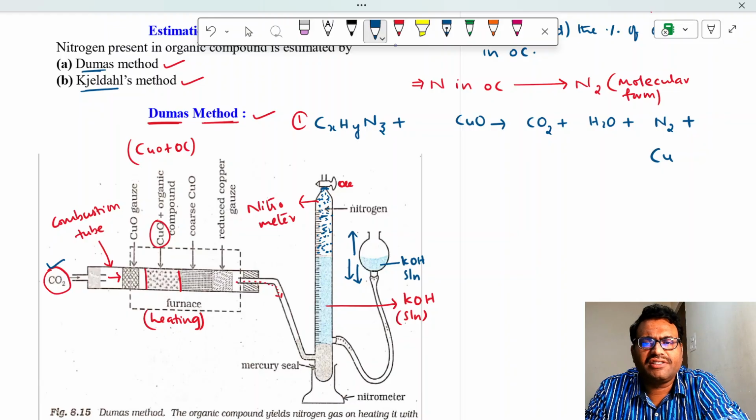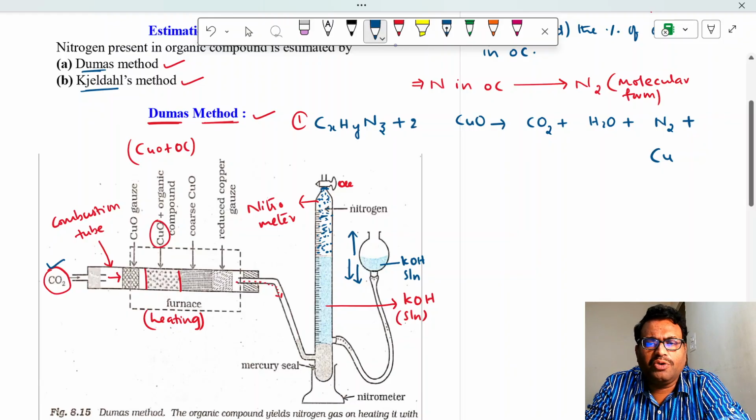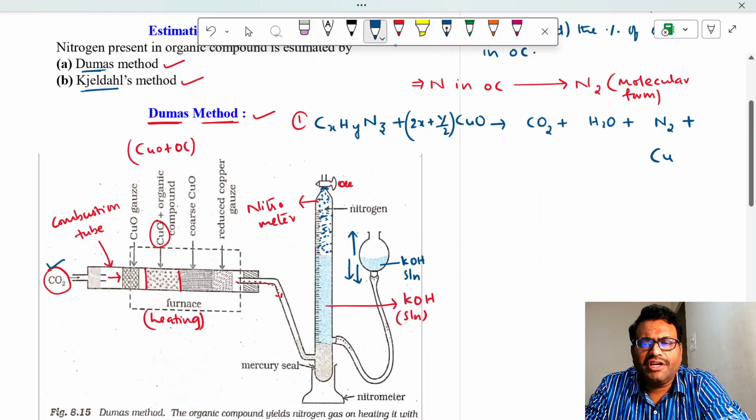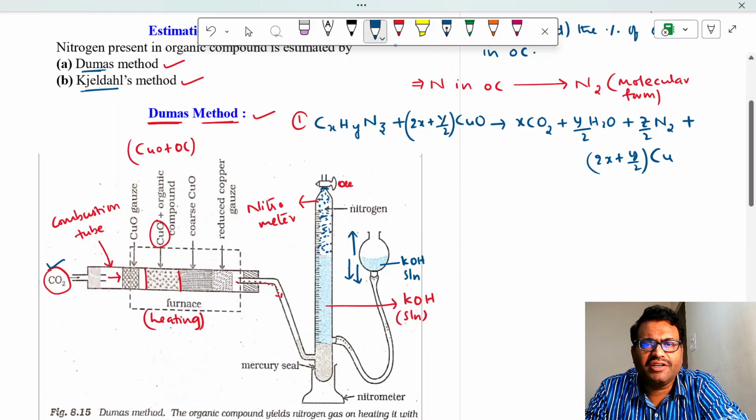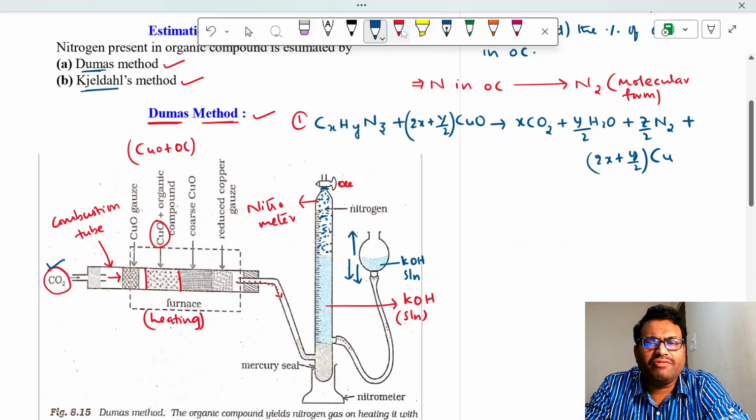If you balance this, you will find 2x plus y by 2 CuO on the left, giving x CO2, y by 2 H2O, z by 2 N2, and 2x plus y by 2 Cu. So this is the balanced equation for the reaction of an organic compound containing nitrogen when it is heated with cupric oxide. What are the products formed?